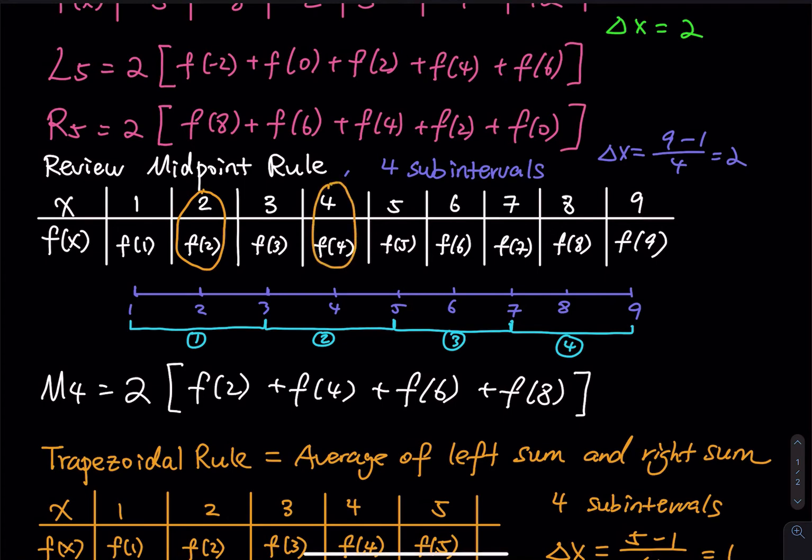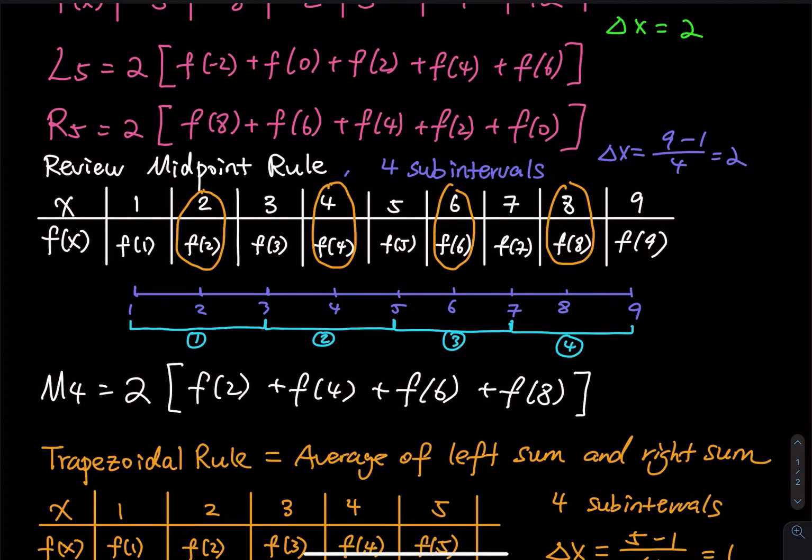When x equals 4, you have the height of the rectangle. And then the next one is f of x, and the last one is f of 8. So that's why we have to take delta x multiplied by f of 2, f of 4, f of 6, and f of 8. So the sum is equal to the area under the curve of f of x using 4 subintervals from 1 to 9. And then what about the trapezoidal rule?